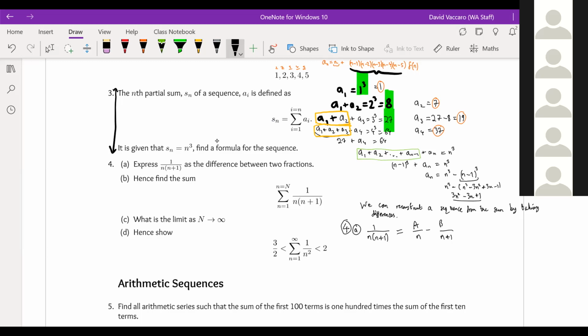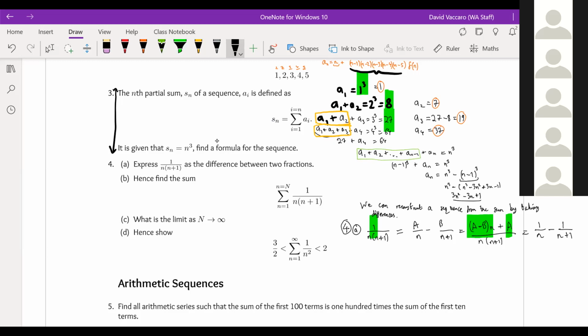If I combine the two fractions here, I'll skip the algebra, but I get a common denominator of n plus 1. If I combine the coefficients of n, I get a minus b. And if I look at the units coefficients, I get a. And now I just compare what I've got and what I want. So the units on the left is 1, the units on the right is a, so a is 1. I want this n term to disappear, so a equals b equals 1. So 1 over n plus 1 is 1 over n, take away 1 over n plus 1.